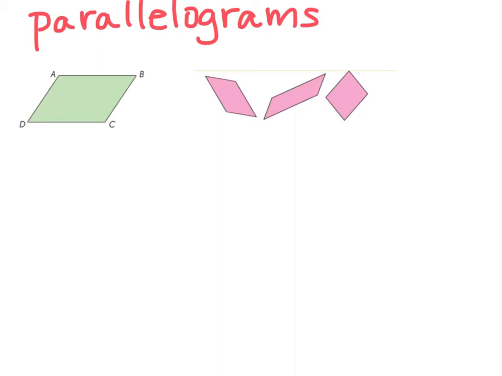A parallelogram is any four-sided figure in which the opposite sides are parallel. We would write this like this. Line AB is parallel to line DC, and line AD is parallel to line BC. These two straight up and down lines that look like an equal sign turned on its end mean parallel.